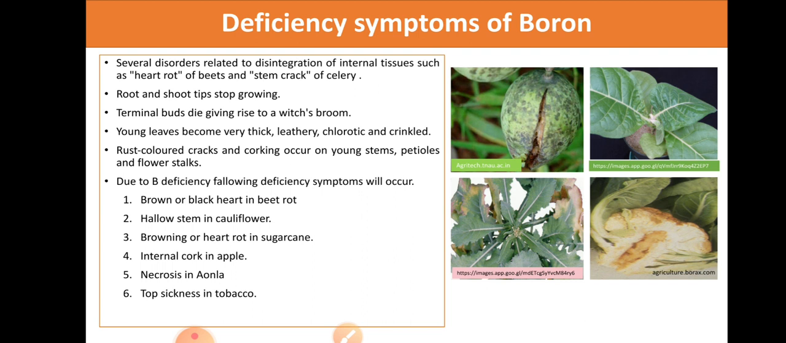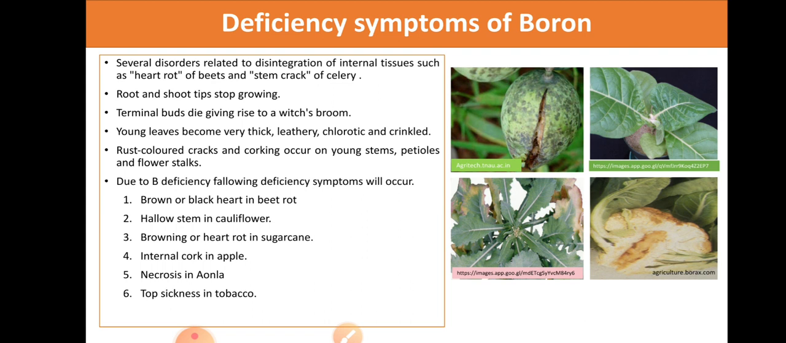The deficiency of boron. There are several disorders related to disintegration of internal tissue such as heart rot of beet and stem crack of celery take place due to deficiency of boron. Root and shoot tips stop growing. Terminal buds die, giving rise to witch's broom. Young leaf become very thick, leathery, chlorotic, and crinkled. Rust-colored cracks and corking occur on young stem, petiole, and flower stalk.